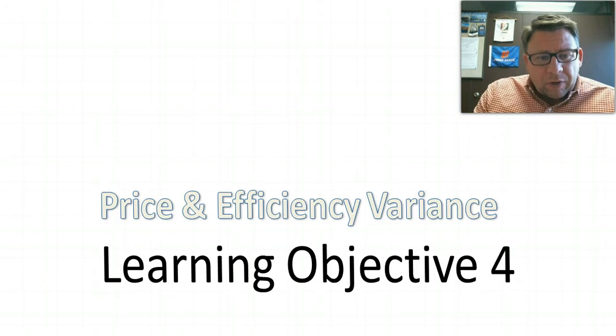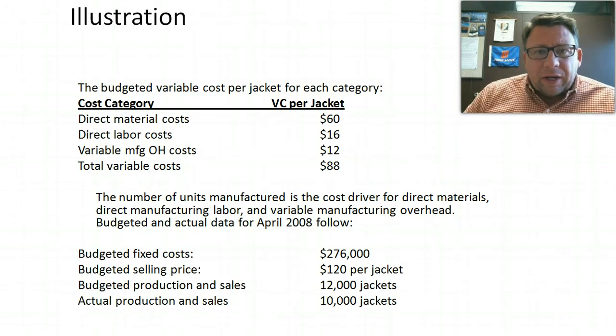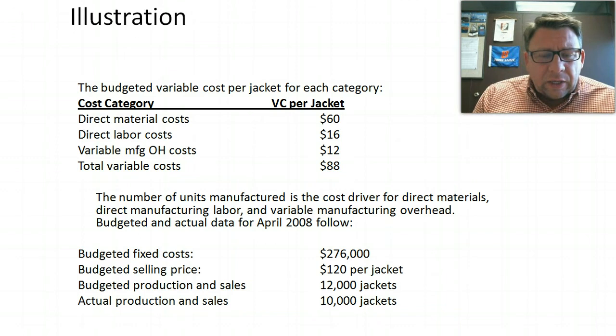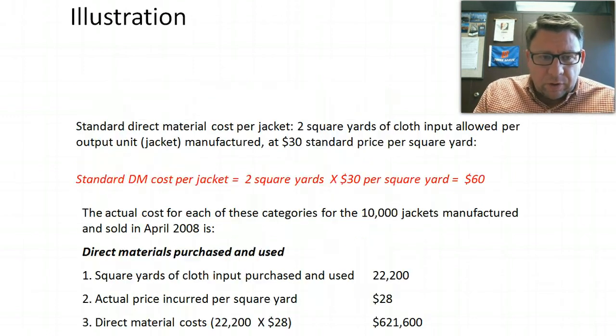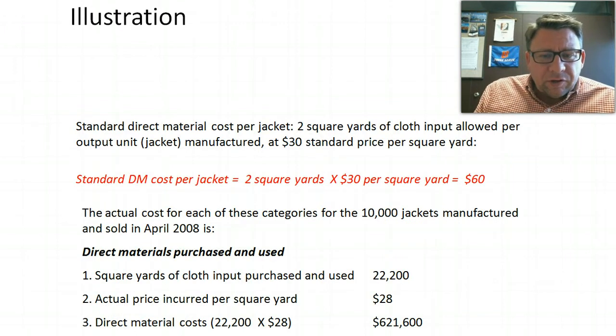So I want to talk about price and efficiency variances, and this is learning objective 4. This data we saw in our podcast from the previous week. This was some information here about our direct costs and overhead and actual production and so forth. Okay, so now let's look at this a little bit more closely.